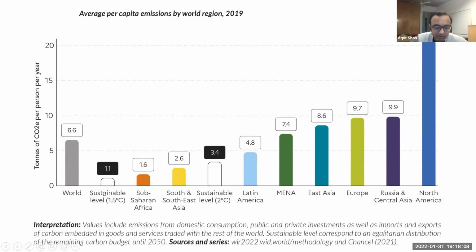But what's depressing to note is that to stay below 1.5 degrees Celsius, which is the second bar from the left, we need to be at 1.1 tons per year. So the global average is 6 times what we need to be to stay below a 1.5 degrees Celsius temperature rise. No region in the world is below that level right now, including Sub-Saharan Africa and South and Southeast Asia, which are the lowest emitters. These two regions at least are below the 2 degrees Celsius mark. All other regions, from Latin America to North America, are emitting more than what is required for us to stay even below 2 degrees Celsius. This again is a second way you can look at inequality.